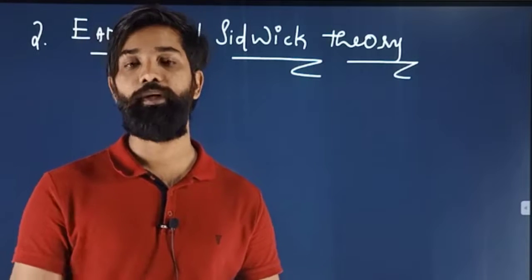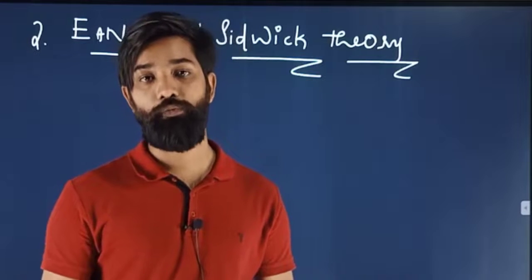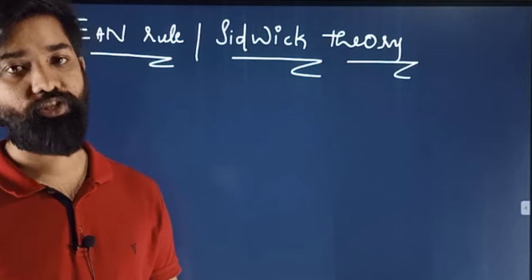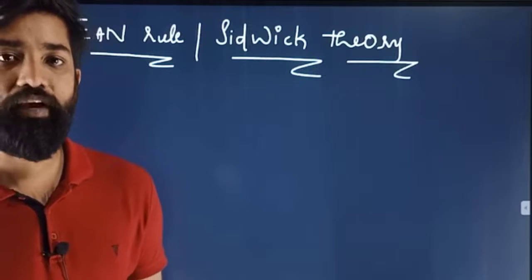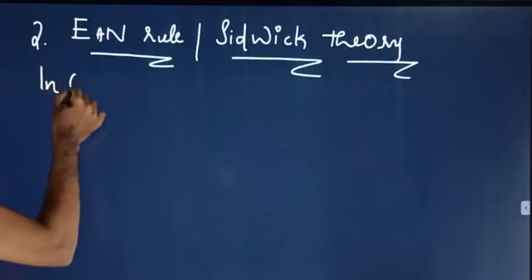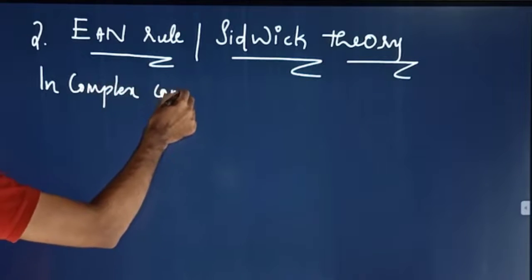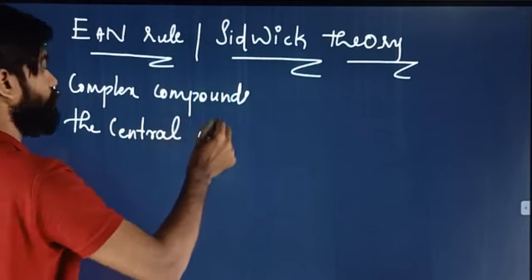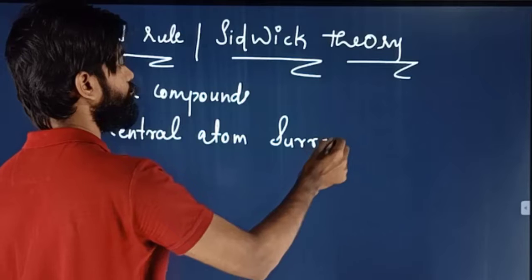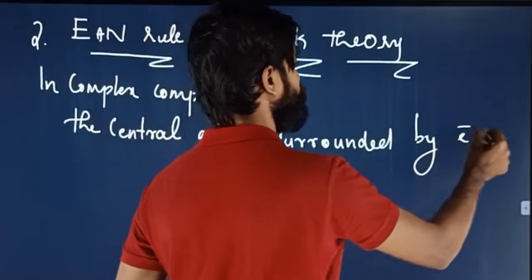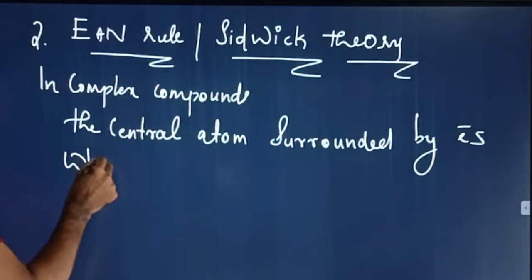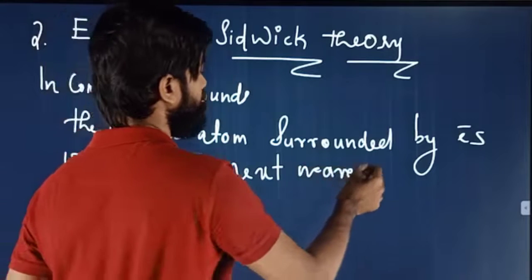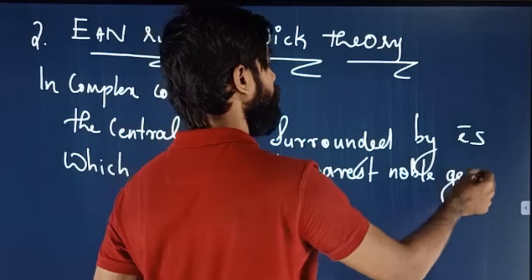the central atom, total electron around the central metal, is equal to the nearest noble gas configuration of that central metal, then the complex will be stable. Usually in complex compounds, the central atom is surrounded by electrons which equal the next nearest noble gas configuration or noble gas electrons.